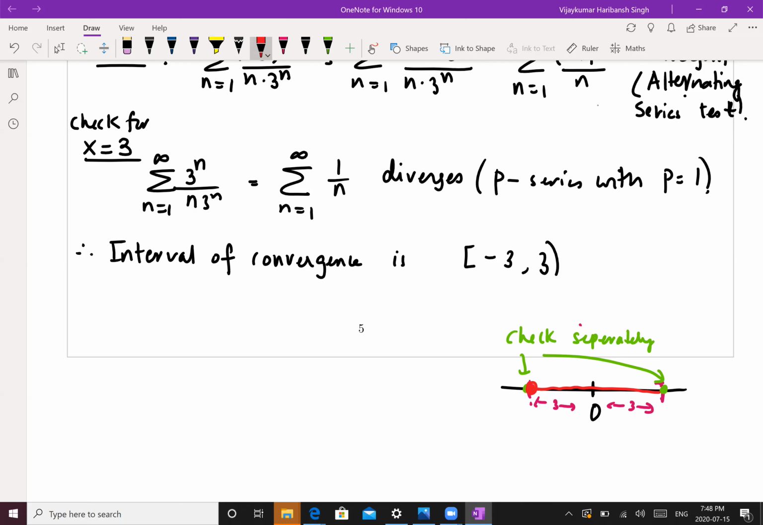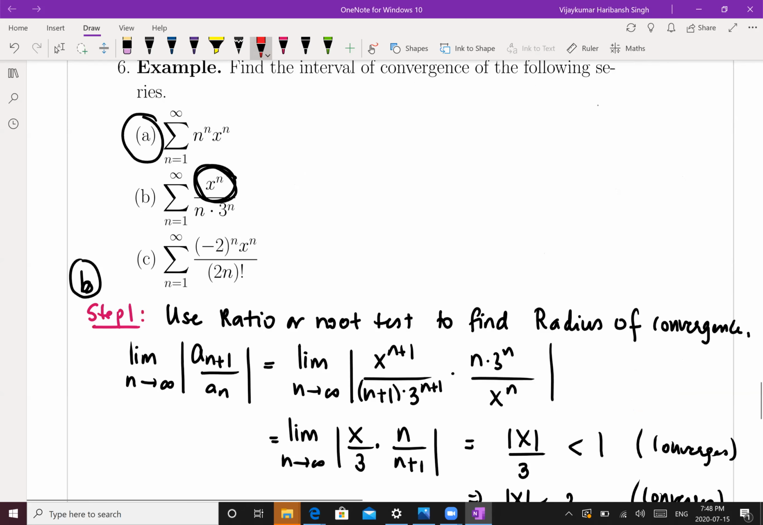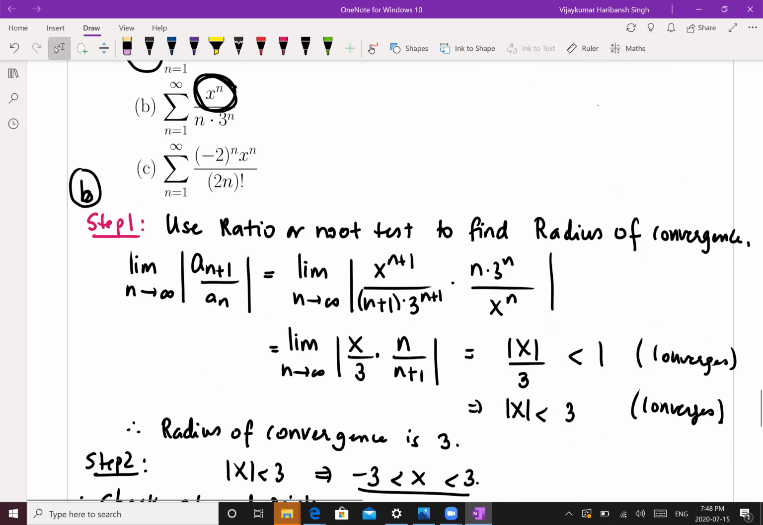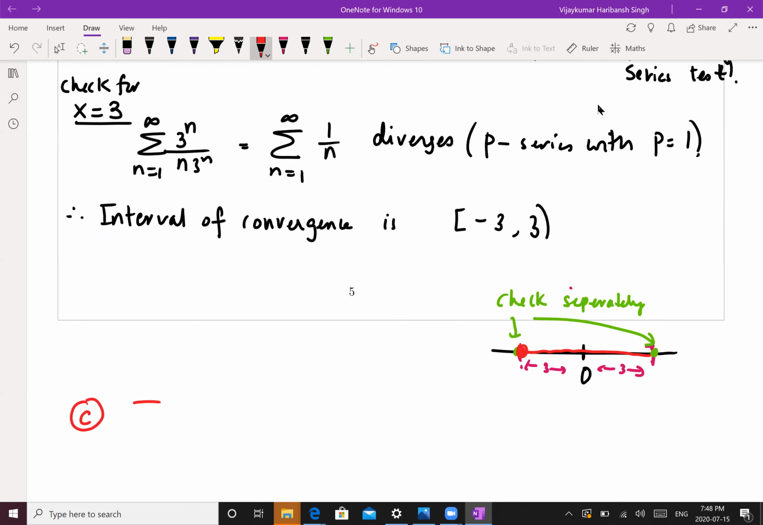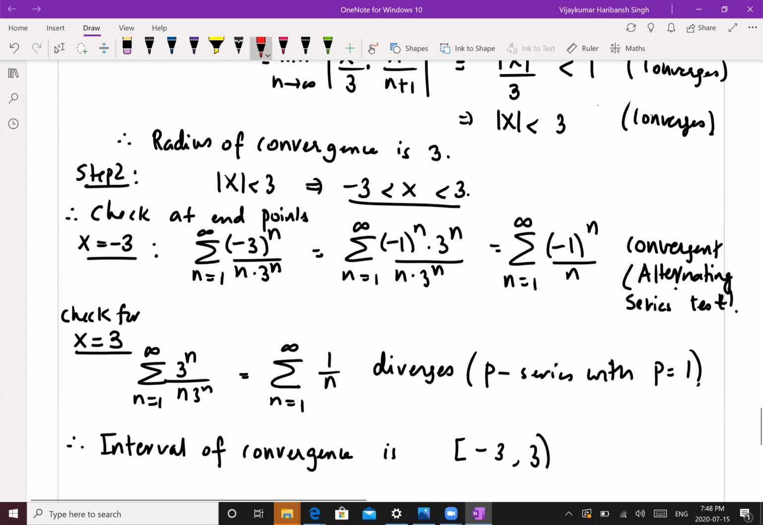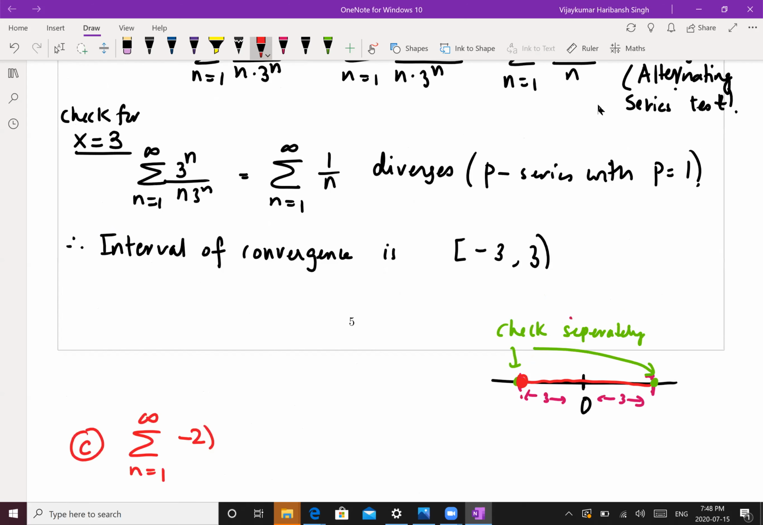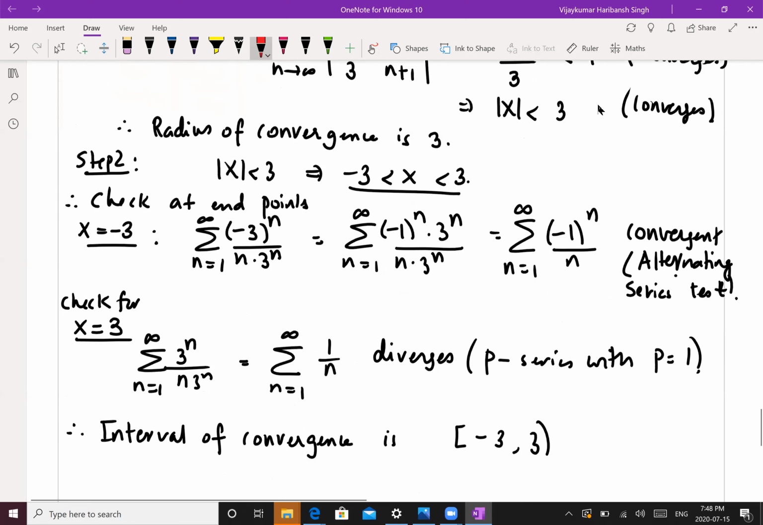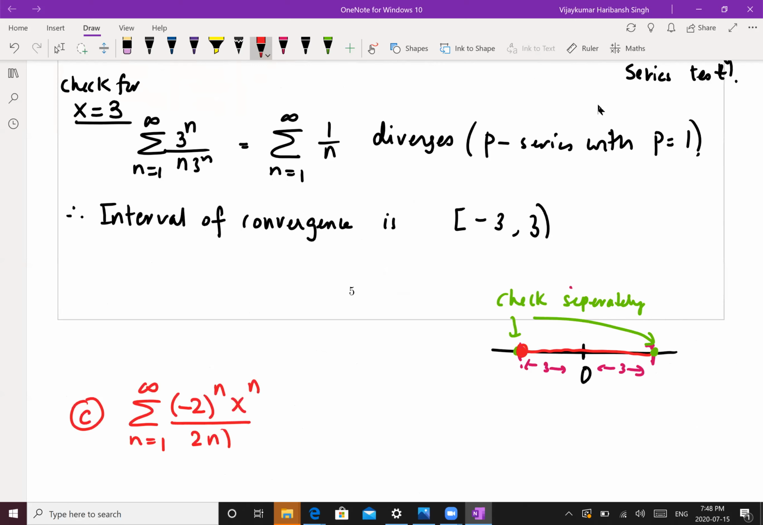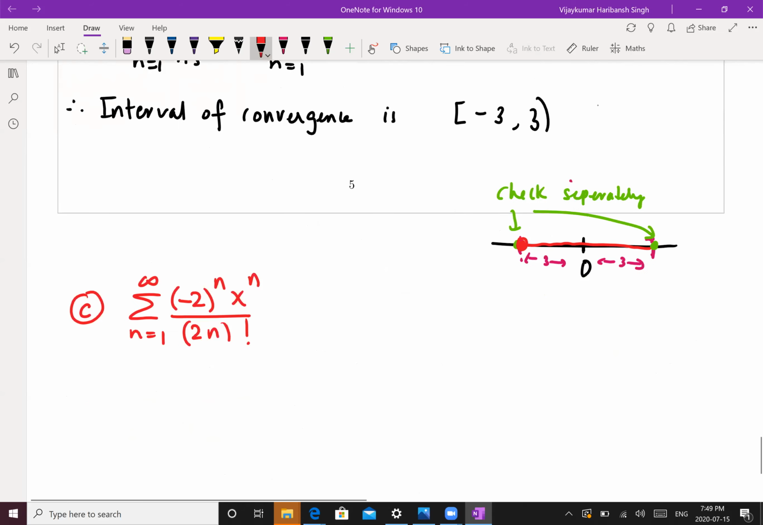Right? So let's look at the next problem. So we have C, which is summation n equals 1 to infinity minus 1 to the power n, 2 to the power n, x to the power n divided by 2n factorial. Again, first step one, we'll find radius of convergence. I'm going to use an acronym for that.